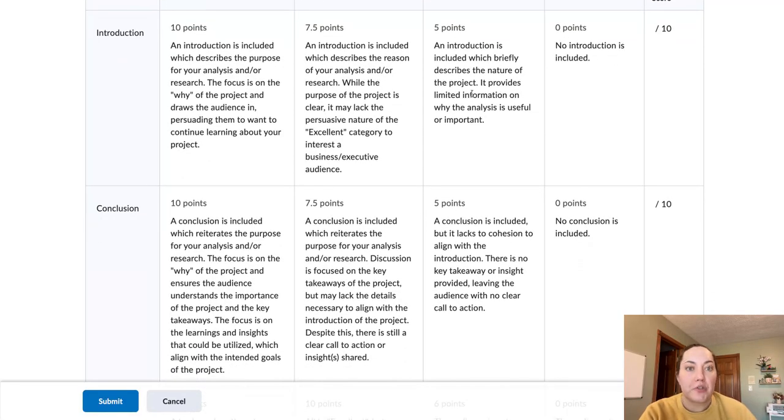Same thing with the conclusion. A really great slide deck, and presentation in general, has the introduction, and then the conclusion draws the audience back to think about that introduction. Essentially, the phrasing goes, you're going to tell them what you're going to tell them, you're going to tell them, and then you're going to tell them what you just told them. So you have to repeat to the audience over and over kind of the point of what you're trying to make, or else you're going to lose your audience.